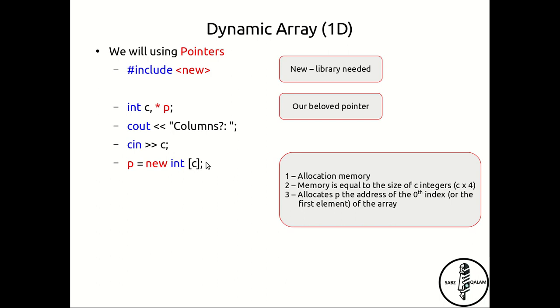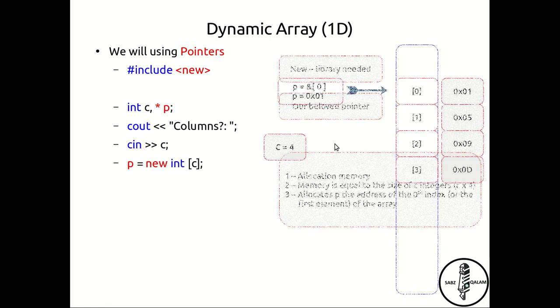Number one, it allocates in memory enough space to accommodate C integer elements in the array. Every element of type integer requires 4 bytes, so the amount of space needed is C times 4, only because it's an integer type element. The next thing it does is assign to P the address of the 0th location, the first element of the array.